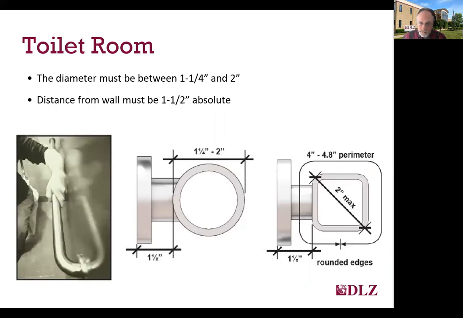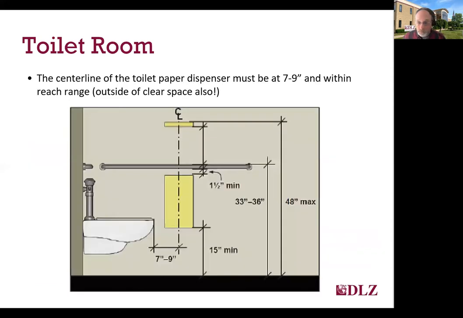Grab bars are required to be between 1.25 and 2 inches in diameter if they're circular, or if they're not circular, they must have a perimeter of 4 to 4.8 inches, and the edges must be rounded if they're not circular. The distance from the wall to the inside of the bar is required to be an absolute 1 1/2 inches, no more or no less. If it's less, it might not allow someone that's falling the ability to get their hand in to catch themselves, or to provide a space for their arm to catch themselves if they can't use their hands. And if it's more than 1 1/2 inches, it might allow somebody's arm to go between the wall and the bar and cause serious injury or even break their arm during a fall.